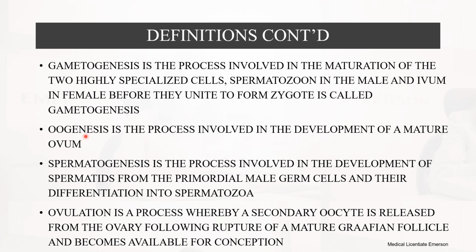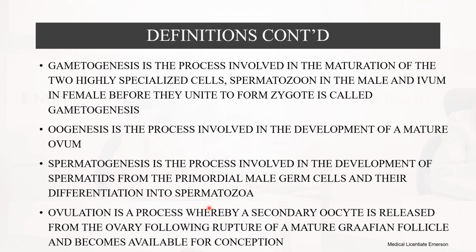spermatogenesis. Oogenesis is the process involved in the development of a mature ovum. Spermatogenesis is about the sperm cell, the spermatozoa in plural. Spermatogenesis is the process involved in the development of spermatids from the primordial male germ cells and their differentiation into spermatozoa. Others will give other definitions, but this is the best one, where we say the development of the round spermatids from the primordial male germ cells and their differentiation into spermatozoa.